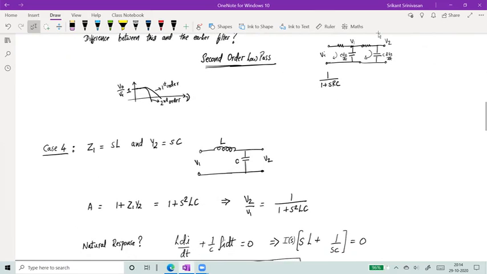And then finally, we are going to look at the case where I replace the R with an inductor. So earlier I had a R and then I had a capacitor. Now I'm replacing the R with an L. So it's an inductor and a capacitor. In this case, the Z1 is SL and the Y2 is SC. So the value of A is 1 plus Z1 Y2. That's 1 plus S square LC, right? SL into SC. So 1 plus S square LC.